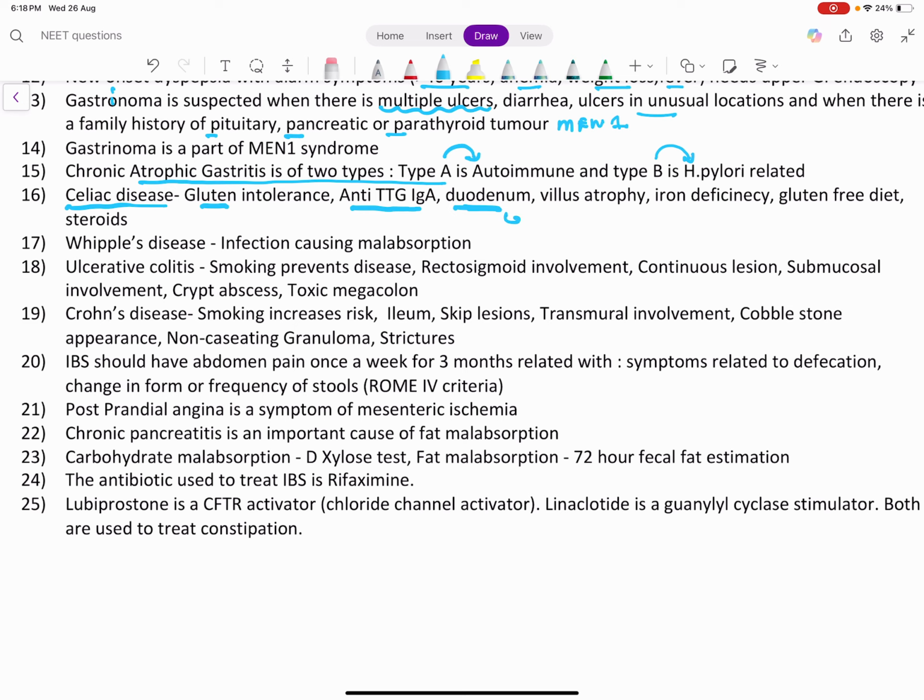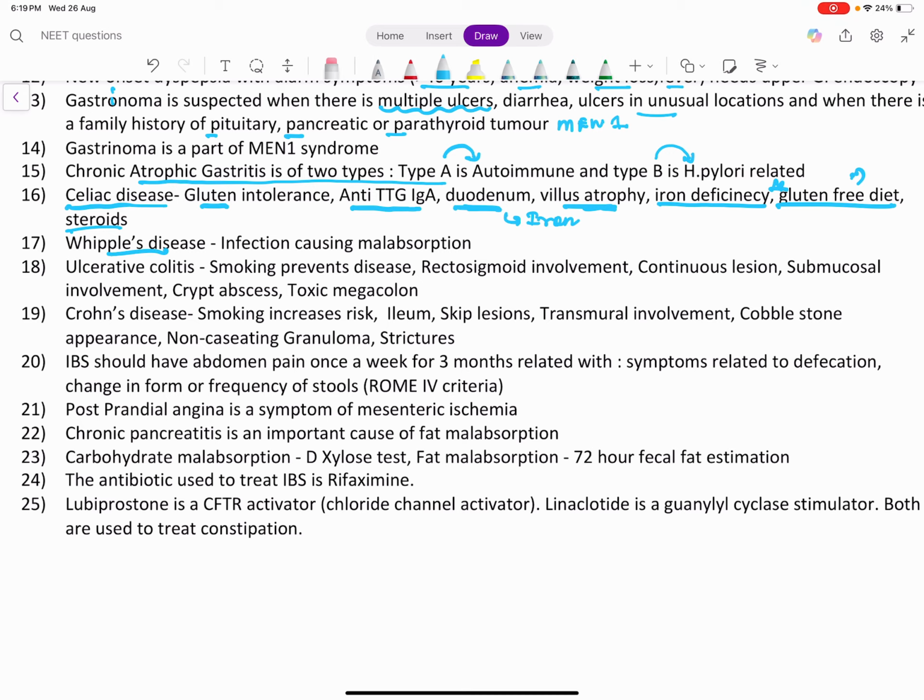Duodenum is the site of iron absorption. So in celiac disease, there will be iron deficiency. If you do a biopsy, there will be villus atrophy. So duodenum, villus atrophy causing iron deficiency. How will you treat? Gluten-free diet is the first step. We can use steroids.